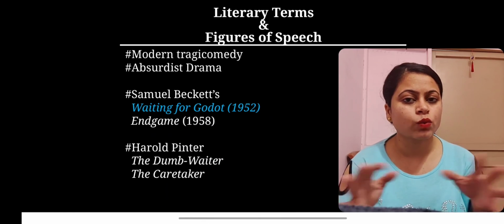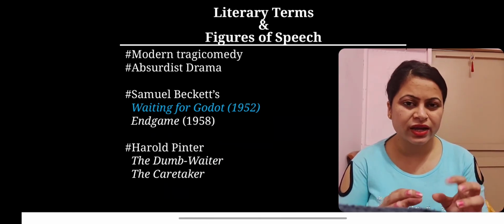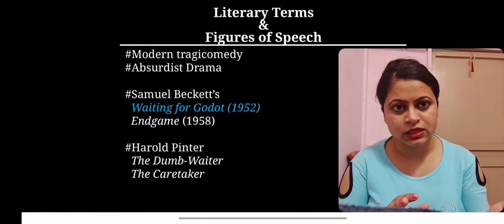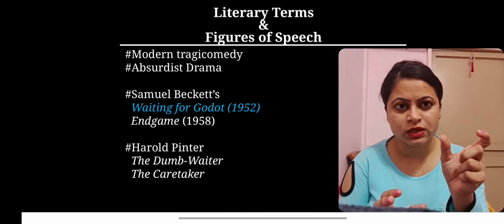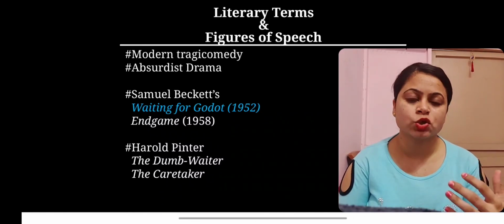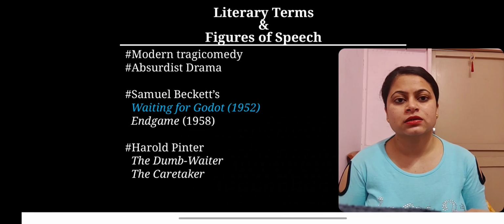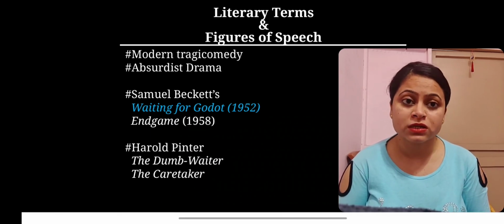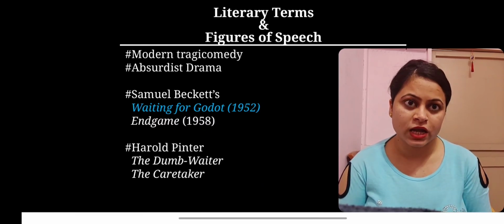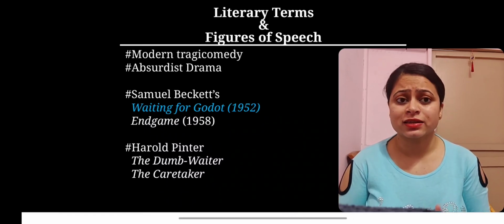And we see that overall this drama is a kind of dark comedy. If we see this particular work through the lens of a modern tragicomedy, then we find that it is a very dark comedy. And there are many plays written by Harold Pinter which also fall in this category of absurdist drama or modern tragicomedy, like The Dumb Waiter and The Caretaker.